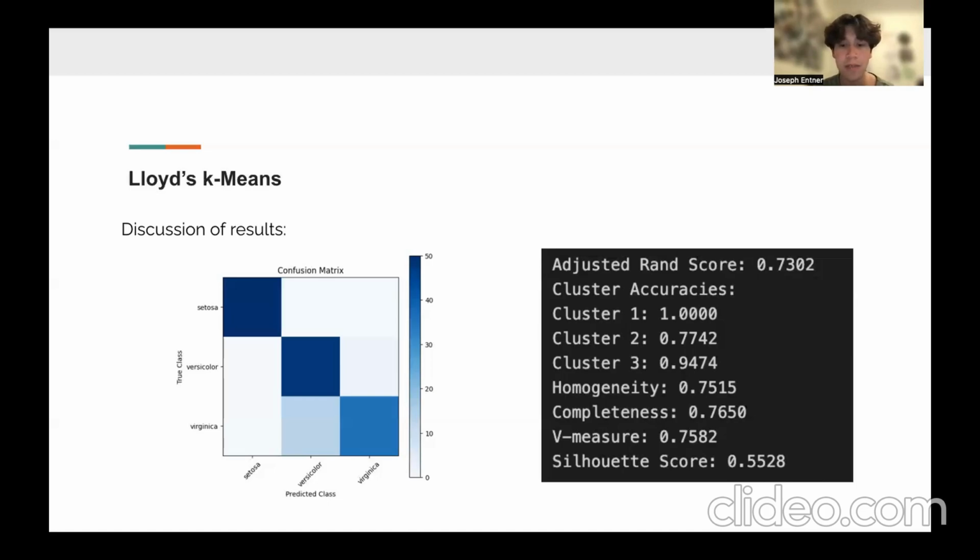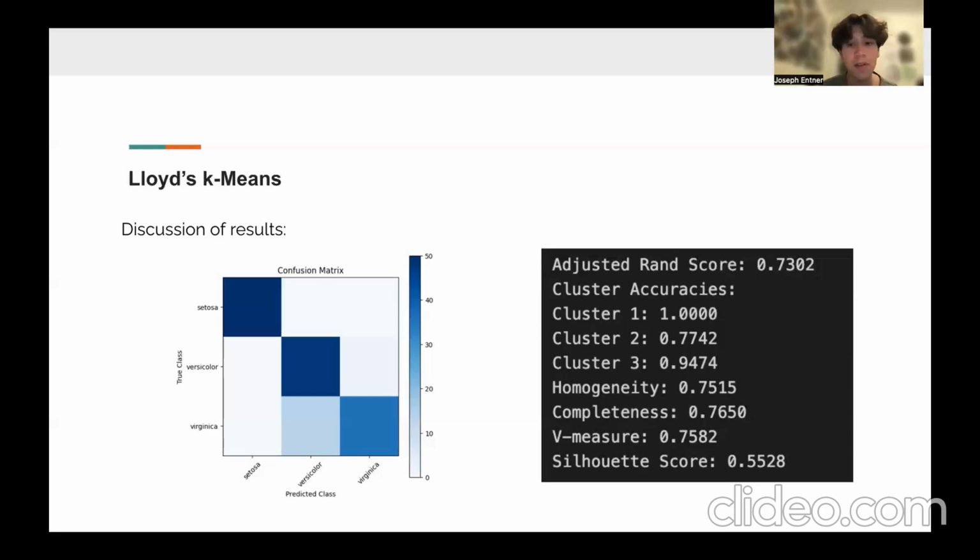The next three metrics, homogeneity, completeness, and V-measure, were all around 0.75, demonstrating a good balance between cluster purity and class coverage. Lastly, the silhouette score of 0.5528 indicated reasonably well-separated clusters with some overlap. However, this metric is much lower than the other scores, indicating many points may have been close to the decision boundary.